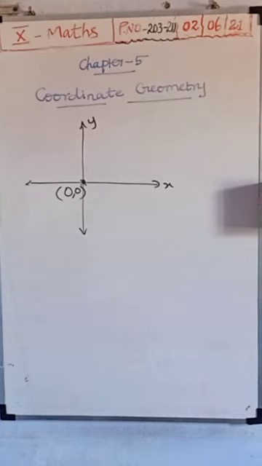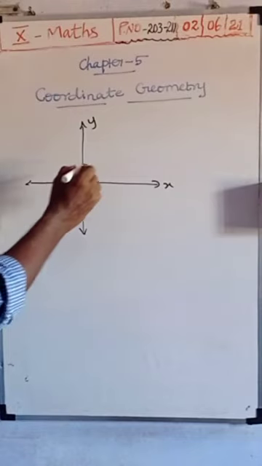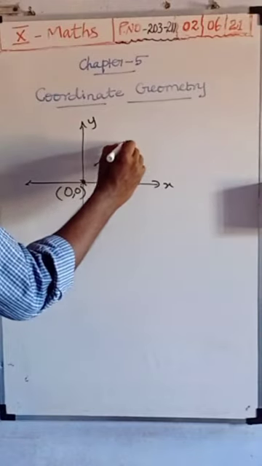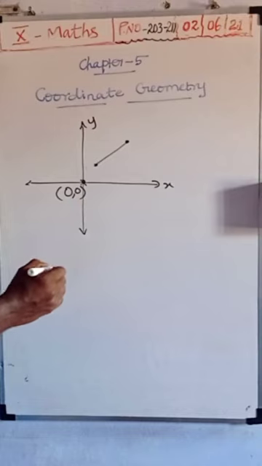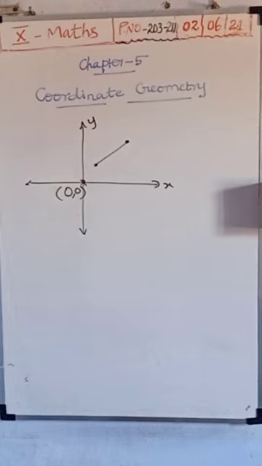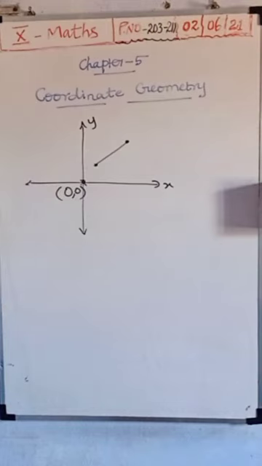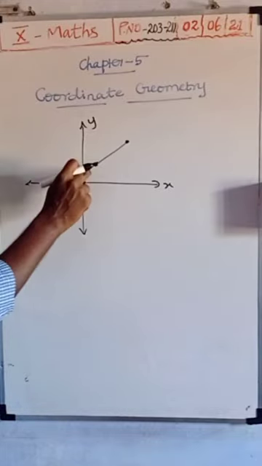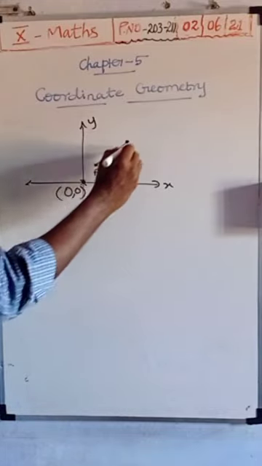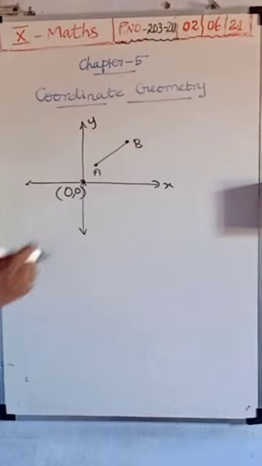So suppose here we are drawing one line. How do we want to find the distance of that line? In the graph, we can easily find it by plotting. Suppose, without plotting the points in the graph, how do we want to find this distance? Suppose you choose this point A and this point B.